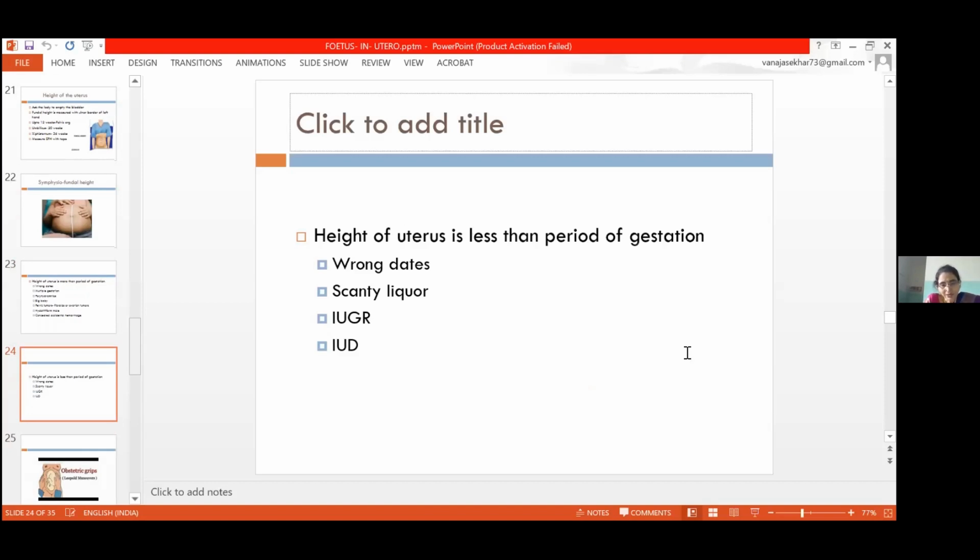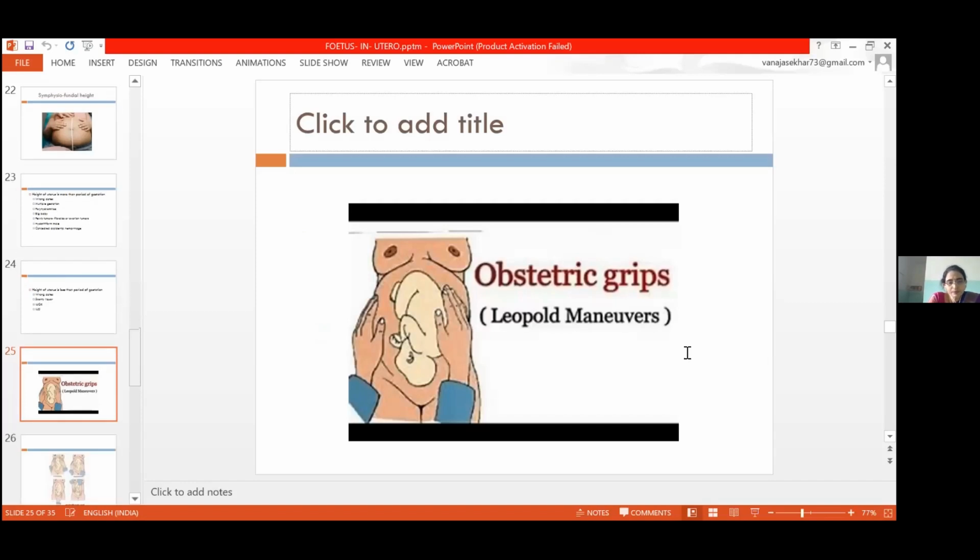So in cases of, as we have discussed, wrong dates, the first being the most common reason for the difference in the height of the uterus. And scanty liquor, that is oligohydramnios, IUGR, intrauterine growth restriction, and intrauterine death. In all these cases, the height of uterus is less than the period of gestation.